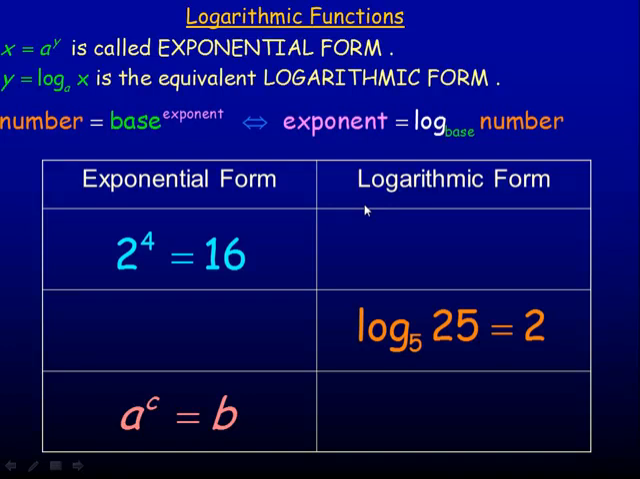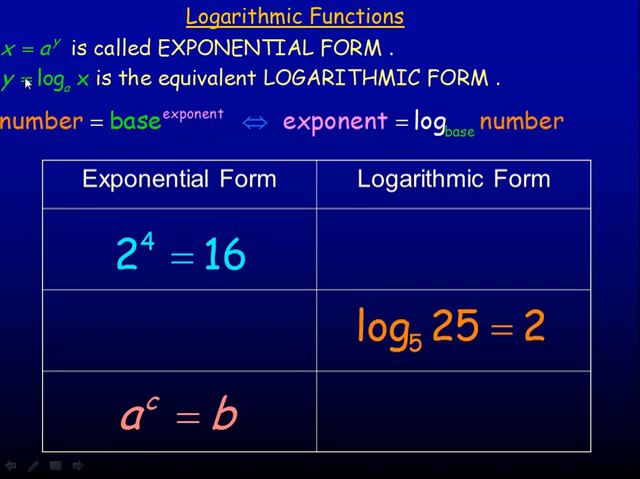In this lesson, we'll take a look at what logarithmic functions are. And right at the top here, we have x equals a to the power of y. That's called an exponential form. It's called exponential form because it has an exponent, which is in this power. A to the y is a power, and so that's called an exponential form.